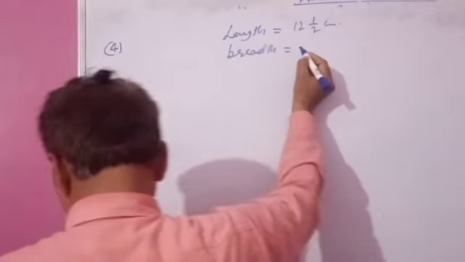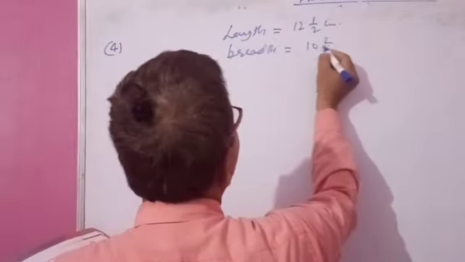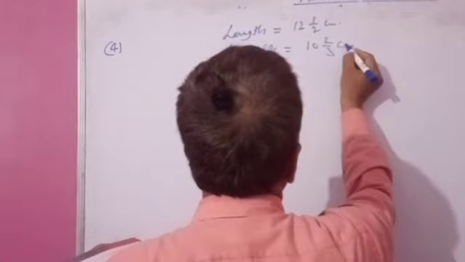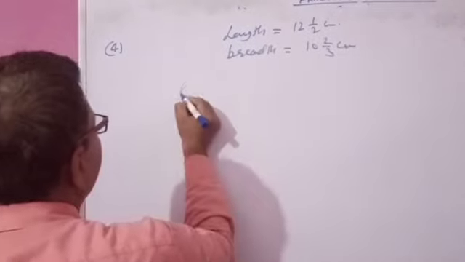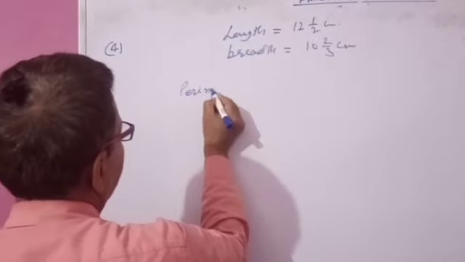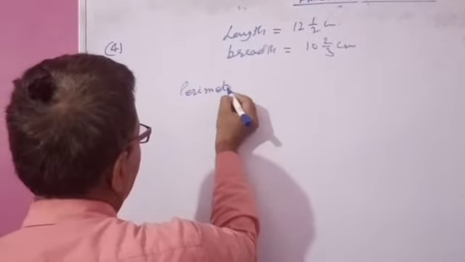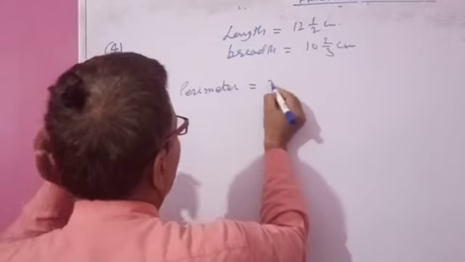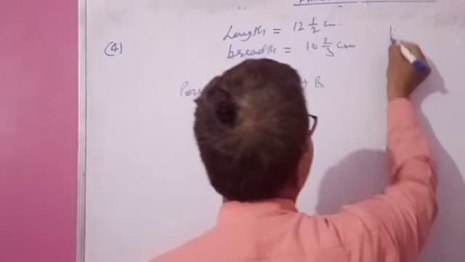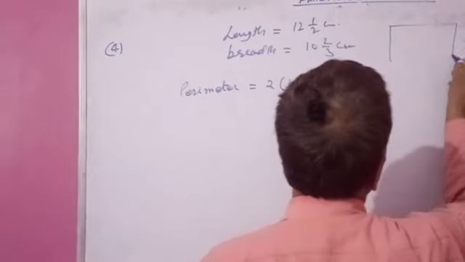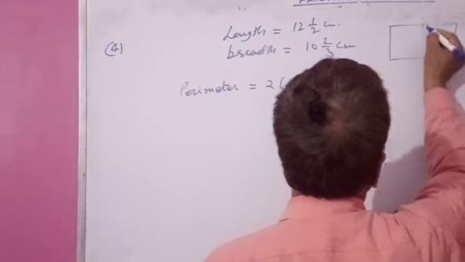Breadth is 10 whole 2 upon 3 centimeter. Now perimeter is equal to 2 times length plus breadth. You are seeing this is a rectangular sheet, and in a rectangular sheet opposite sides are equal.